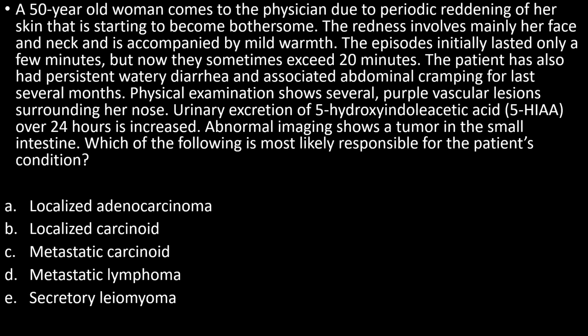Now, this patient presents to us with the features of carcinoid syndrome. For example, the patient presents with flushing, indicated by redness involving mainly her face and neck. So there is flushing of the skin. Also the patient has watery diarrhea, which is also one of the features of carcinoid syndrome. And the urinary excretion of 5-hydroxyindole acetic acid is also one of the diagnostic findings for carcinoid syndrome.